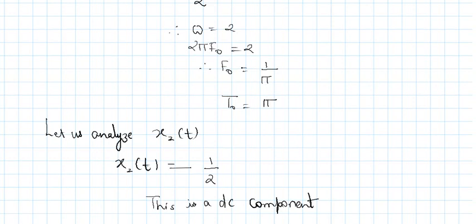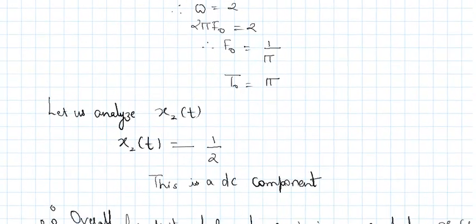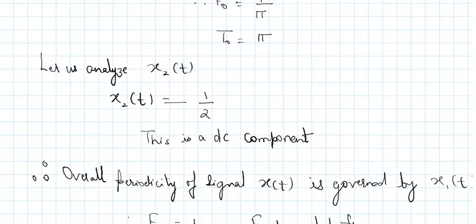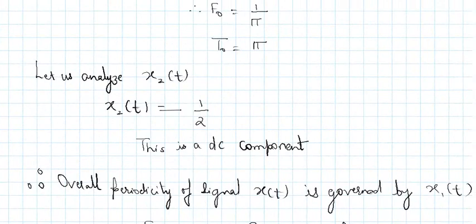So this 1 by 2 is like a shift DC component. Adding a DC component causes a shift in the signal. Frequency of the DC component is 0, right? So it's not going to change the time period of the signal. So this x2t has no role in deciding the frequency of the signal, and the frequency of the signal is decided by the component x1t. So the overall periodicity of the signal is decided by x1t.